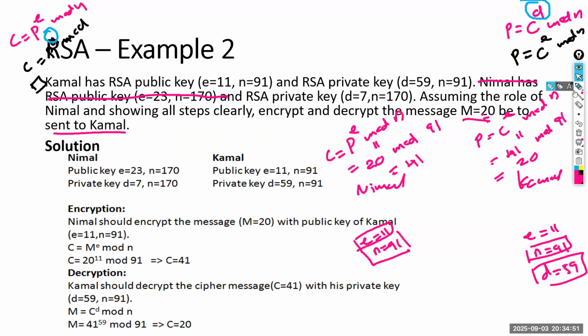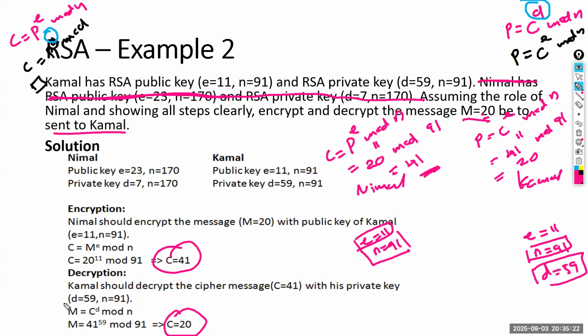So just use the formula properly. But remember, don't use this, because this is unnecessary detail for you. Because the receiver is Kamal, you need to use Kamal's keys. So this entire thing is not needed. So you get 41 and then you get 20 back. 41 to the power 59, mod 91.